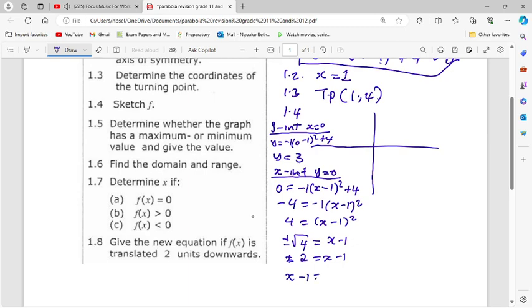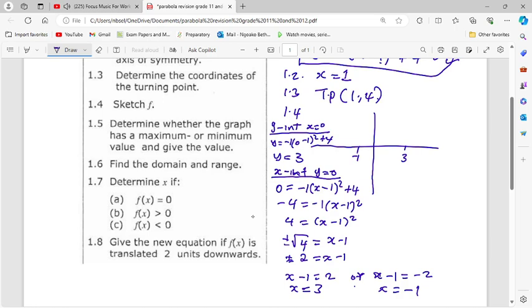X minus 1 equals 2, or x minus 1 equals minus 2. Now this side, x equals, when we add 1 to both sides, we have 3 this side. Then x equals, on the other side, we have minus 1. Right, now we have the x-intercepts: minus 1, and this side will have 3.